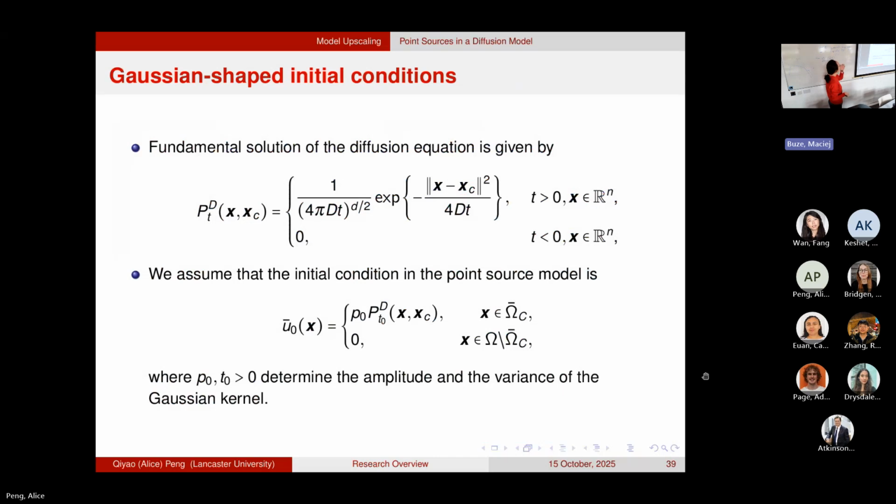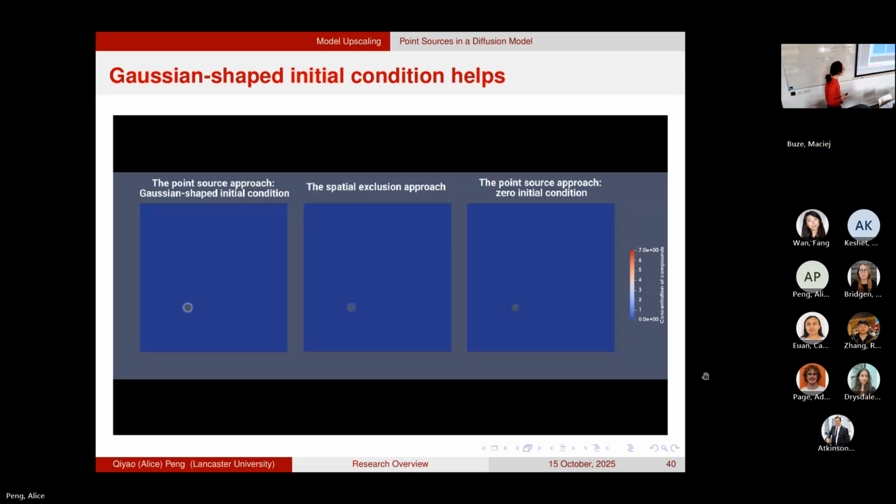We use the fundamental solution of the diffusion equation, which is in the form of the Gaussian kernel. Here we have two different parameters. One is how large this concentration should be, and the other is how early you want the point source model to start diffusing. We did some investigation of how to pick P0 and T0, but that is not going to be discussed here. What I'm trying to convince you is that if you plug in the Gaussian-shaped initial condition for the intracellular part, it will catch up better with the spatial exclusion model compared to if everything inside is just 0 initially.